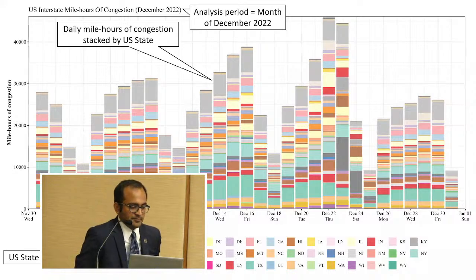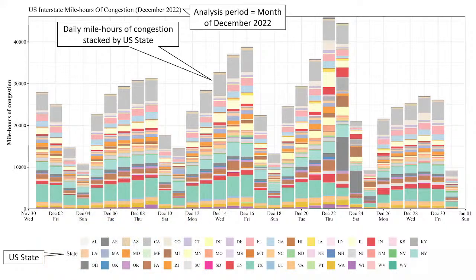This is the final visual we have, which is aggregating the miles, so the number of miles of interstate that were congested, that's basically operating below 45 miles an hour, and aggregating that to a daily level. So how many mile-hours were congested? So miles of congestion times the hours they were congested for, and for every single day for every single US state. And this again shows a similar pattern.